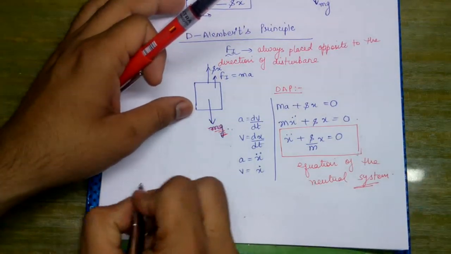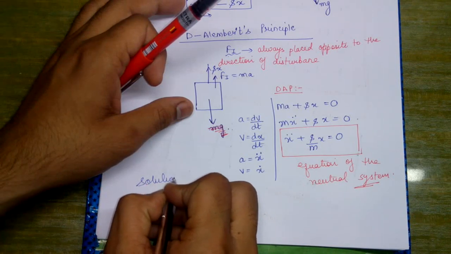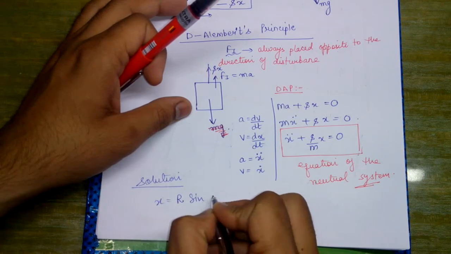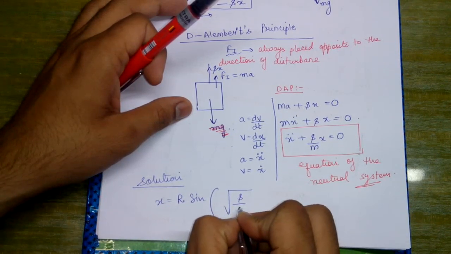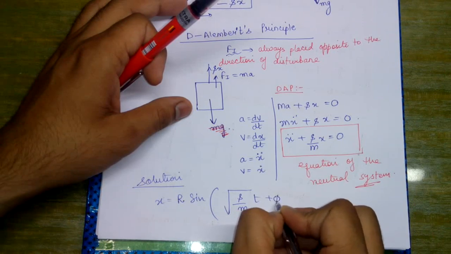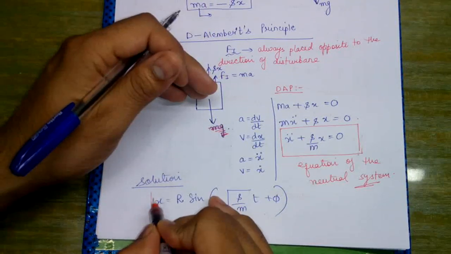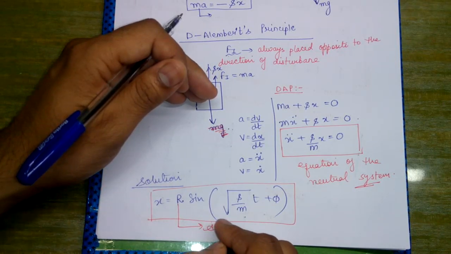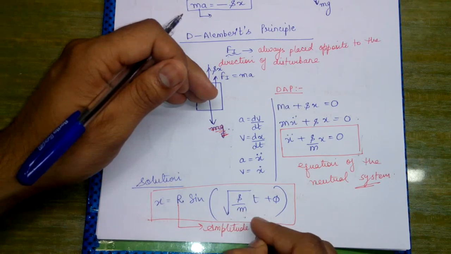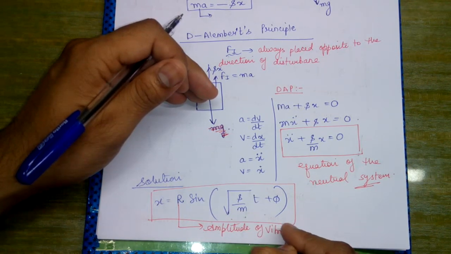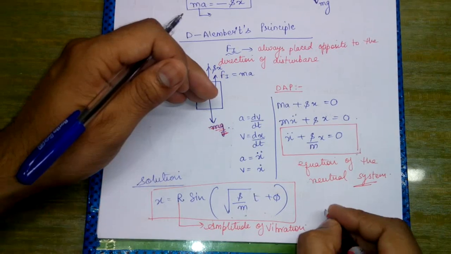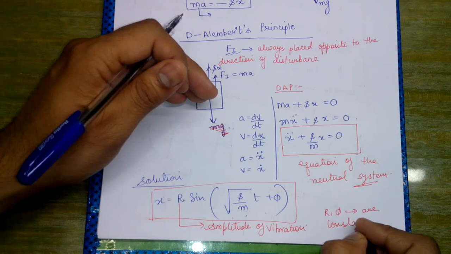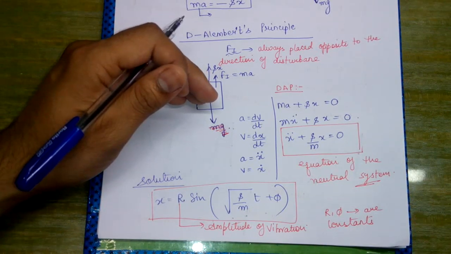And the solution of such a type of equation can be in the form of x is equal to r sine (under root s by m, t plus phi), where in such a type of equation r is actually the amplitude of vibration, and r and phi are generally constants. Okay, these are constants.